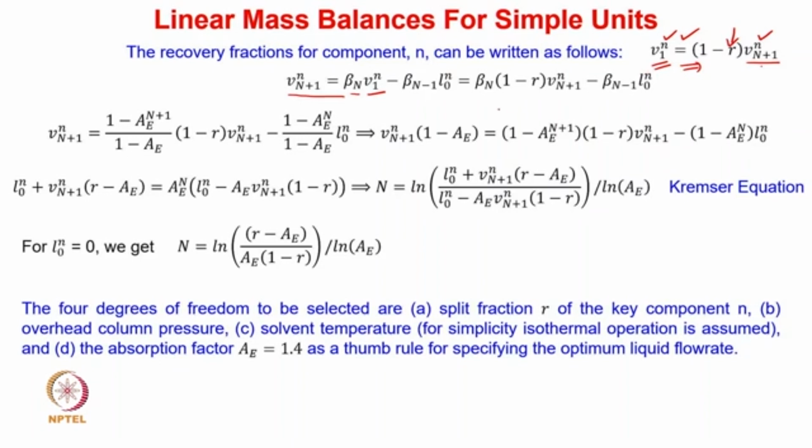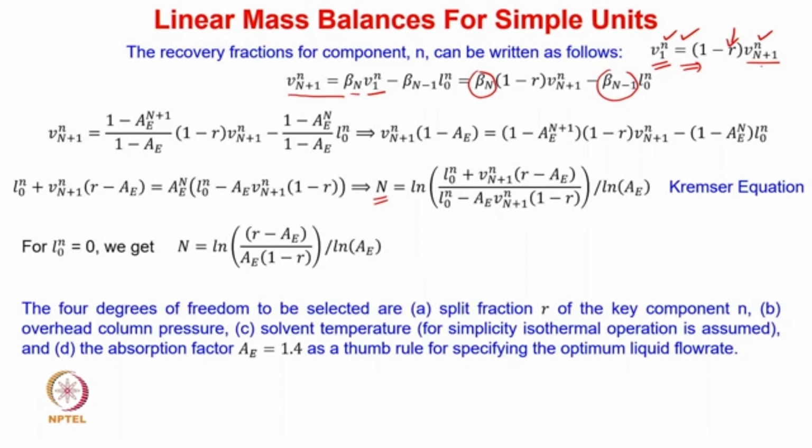Okay. Now I can substitute beta n and beta n minus 1. Beta n is given by what? 1 minus Ae raised to the power n plus 1 divided by 1 minus Ae, and this is nothing but what? 1 minus Ae raised to the power n divided by 1 minus Ae, isn't it? And I can rearrange this entire equation and finally write down the expression for capital N.